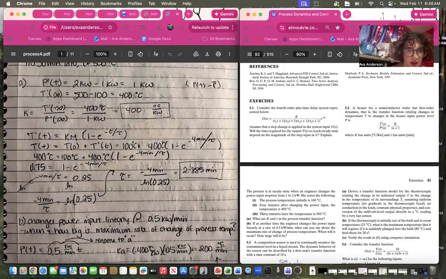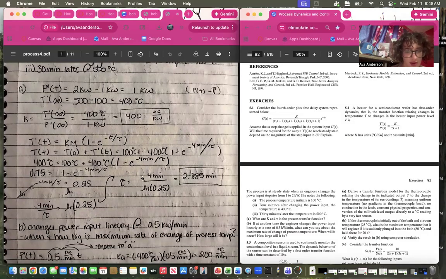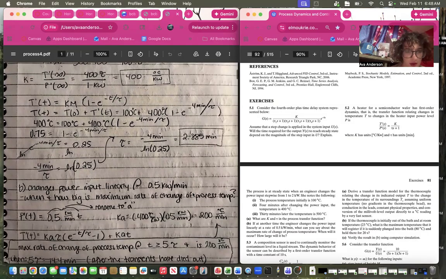And then from there, we can look at T prime of T with this form, and we can plug in the second conditions it gave us in order to solve for tau, which ends up being 2.885 minutes.